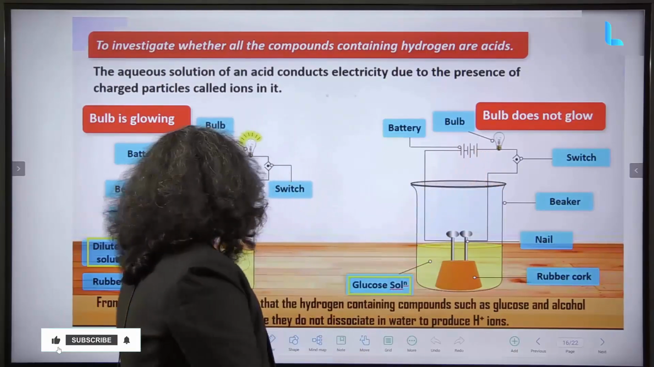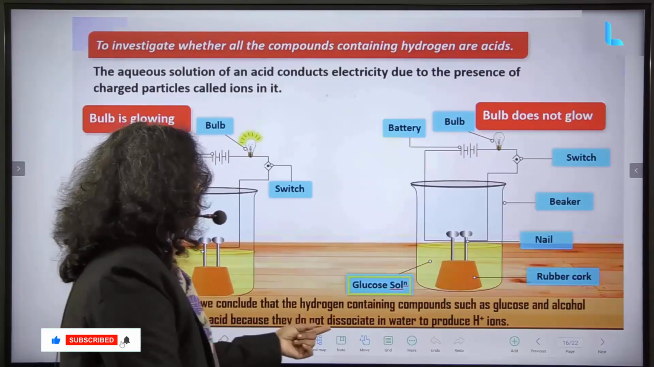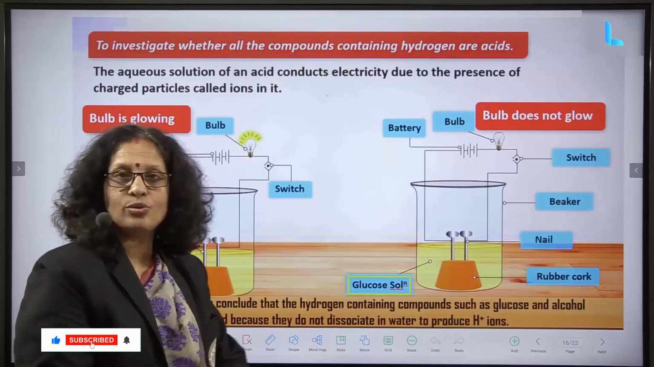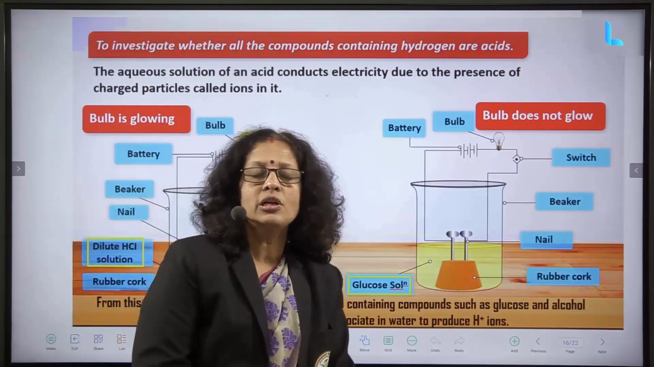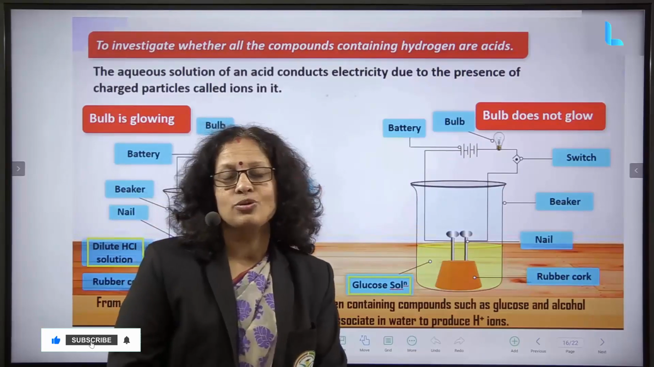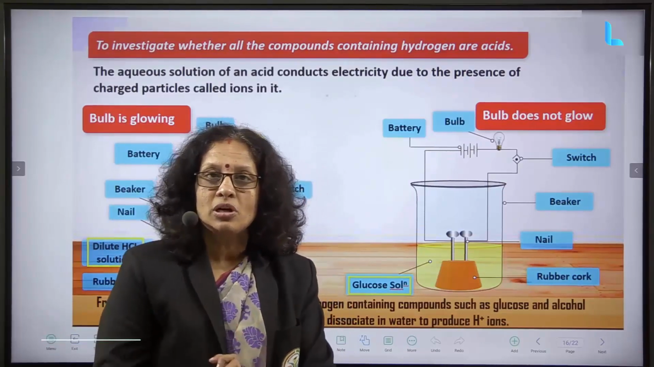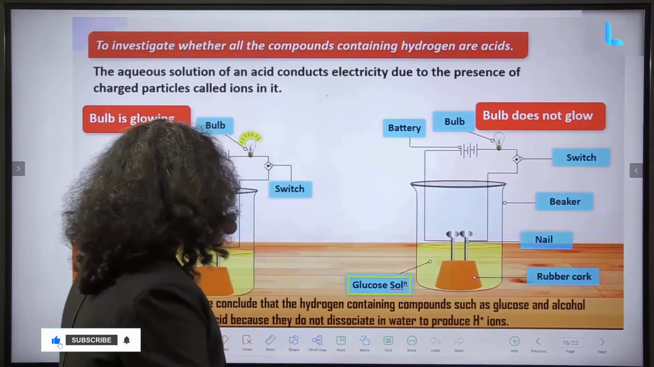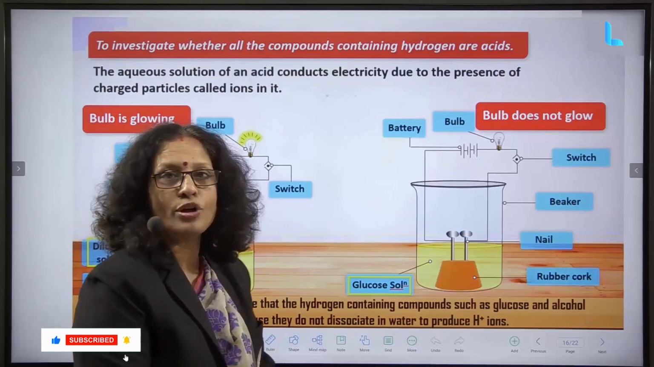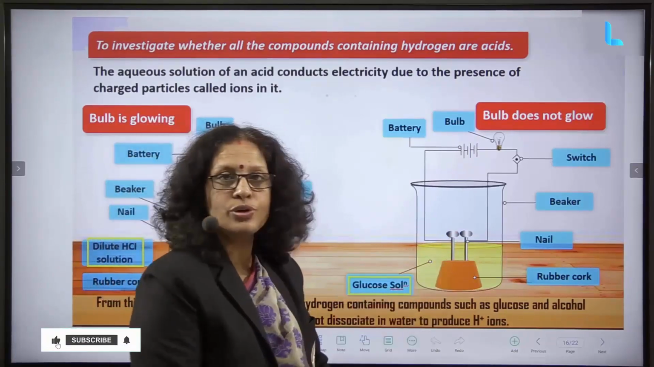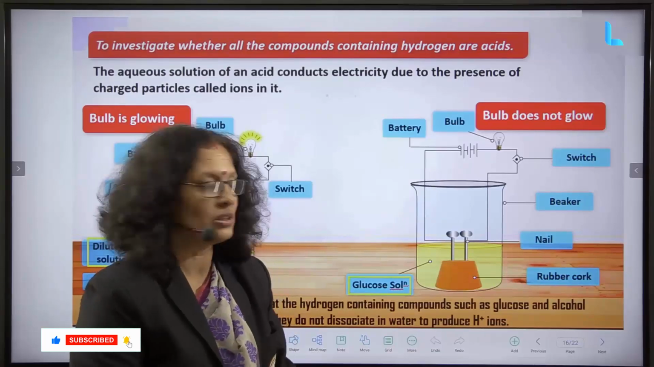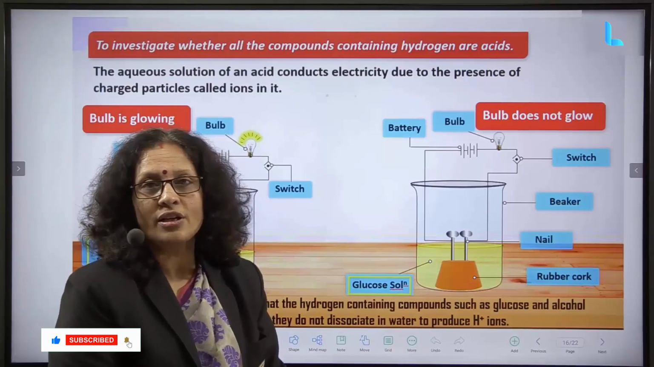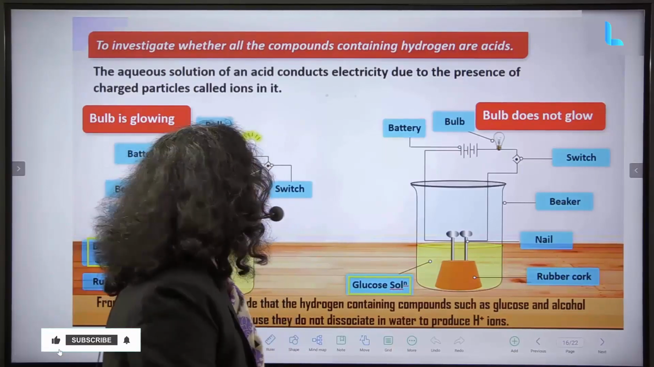So what is the conclusion? We conclude that hydrogen containing compounds such as glucose and alcohol are not acids. Saying every substance which contains hydrogen is an acid is wrong. A substance should undergo ionization to break into ions, and ions will provide passage for electric current. They do not dissociate in water to give H plus ions. This glucose solution did not dissociate to give H plus ions or any kind of ions, so the electric circuit is not completed and the bulb is not glowing.